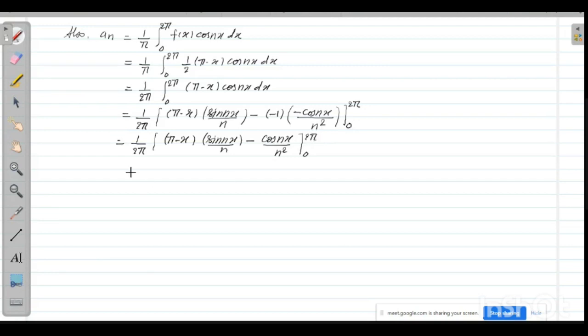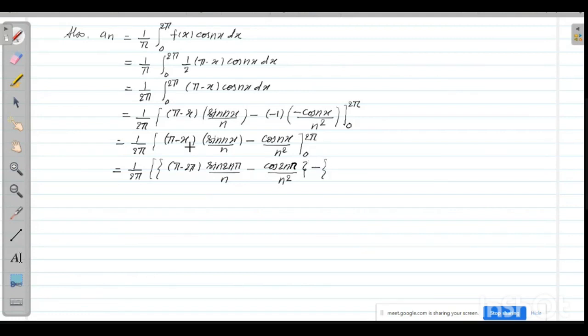Okay, so this is equal to 1 upon 2 pi, and we first provide the upper limit. What is the upper limit? 2 pi. So we write here pi minus 2 pi, and sine 2n pi by n, minus cos 2n pi by n square. So this is for upper limit minus lower limit.